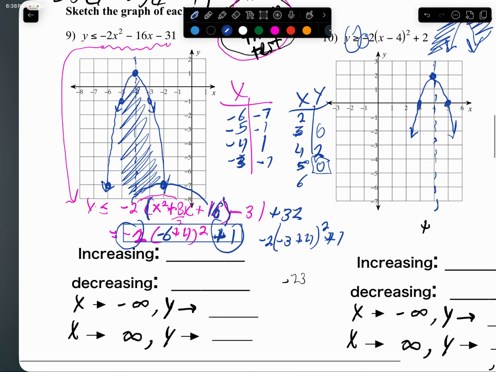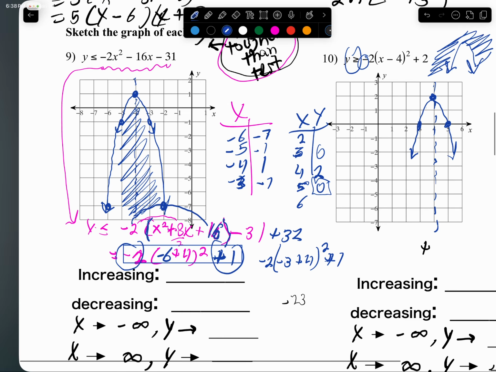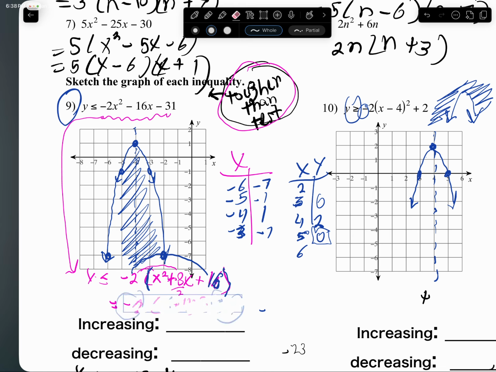So you can ask yourself questions. What's happening? Where's it increasing, decreasing? Let's look at number 9 first for that. So let me erase some of this stuff that I don't need anymore right here. Kind of get that out of the way for now, at least.